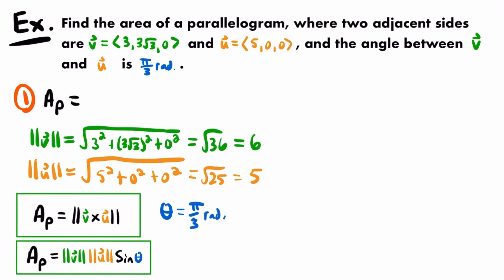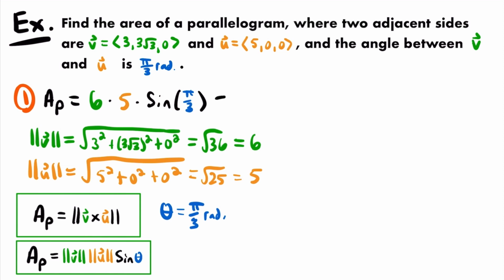We'll have the magnitude of vector v, which is 6, times the magnitude of vector u, which is 5, and then we're multiplying by sine of theta, which in this case is pi divided by 3. Okay, we're just using this formula right here. The magnitude of vector v was 6, the magnitude of vector u was 5, and then we have sine of theta, which will be sine of pi divided by 3.